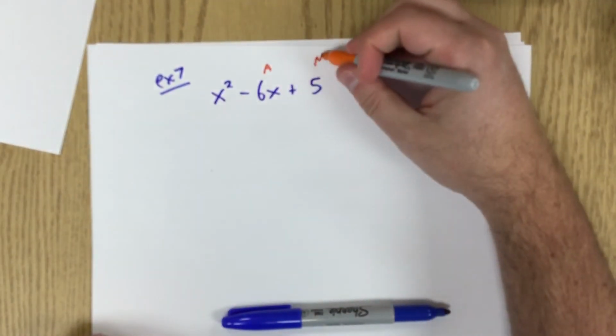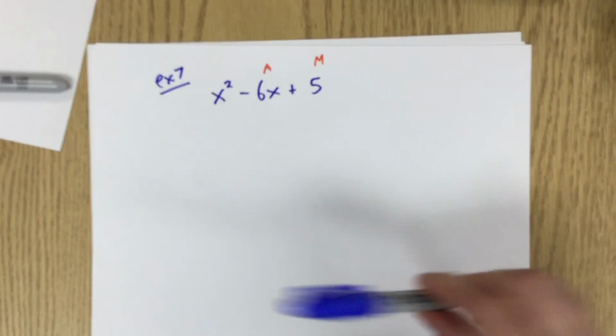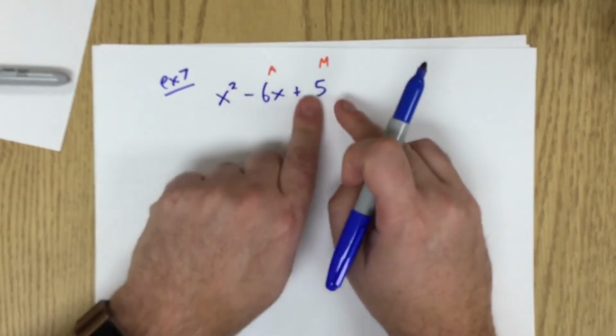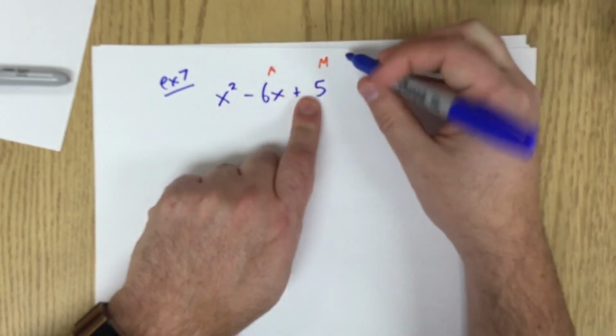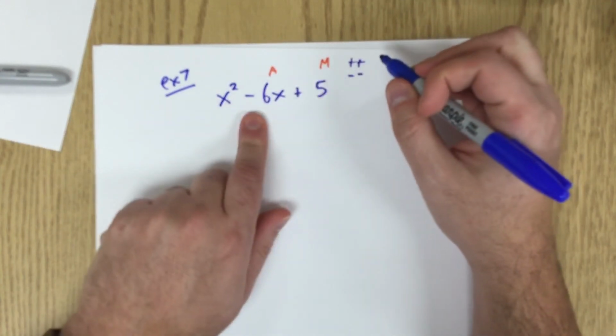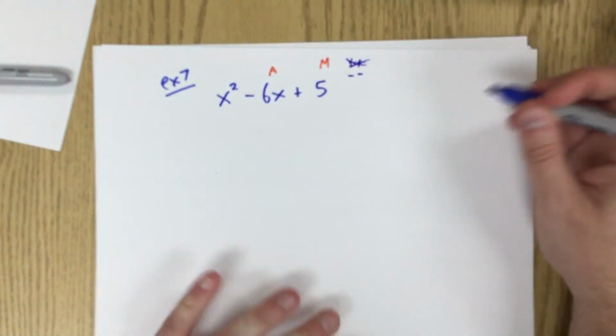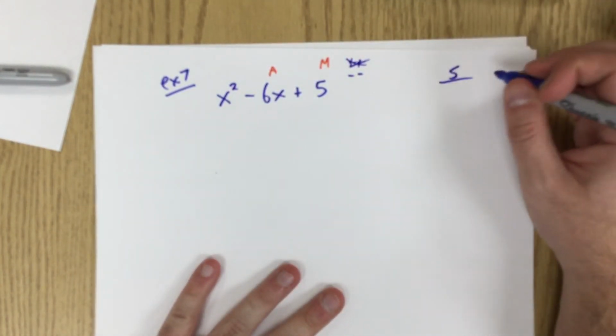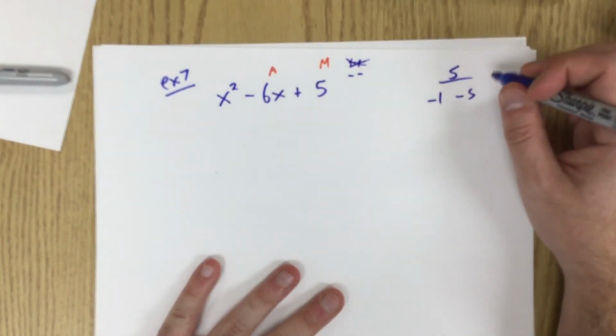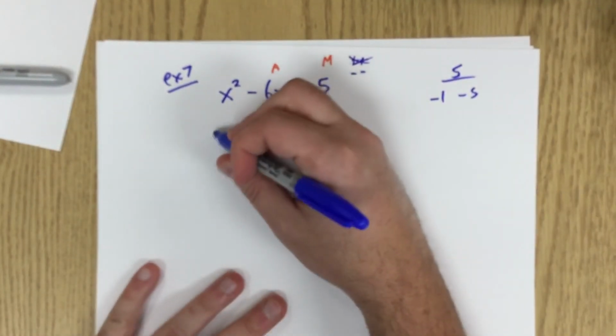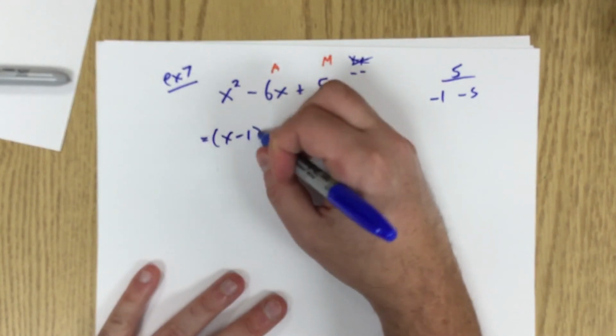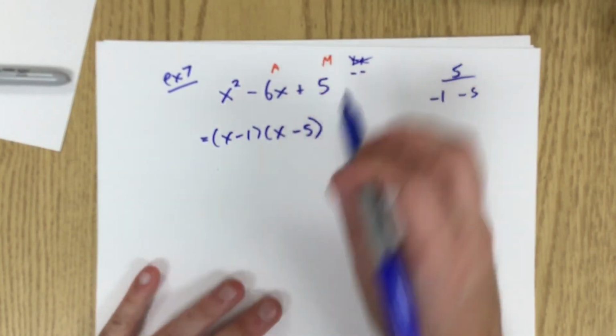Adds up to this, multiplies to this. Now, we have to multiply to a positive, so it's 2 pluses or 2 minuses. But it has to add up to a negative, so they're both minus. So it multiplies to 5, and that's going to be minus 1, minus 5, and there's no other options. So that was pretty straightforward. Just like that.